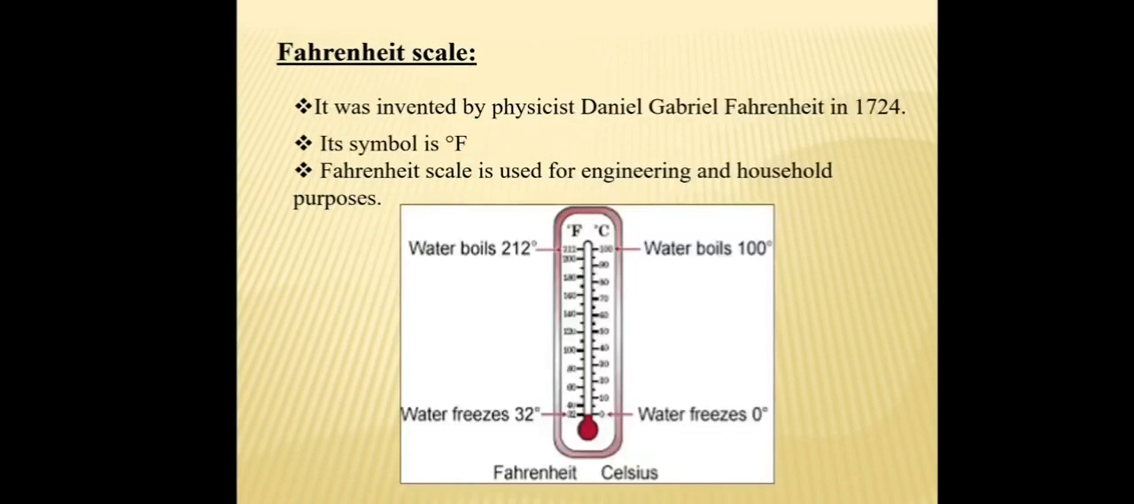Next we'll see what is the Fahrenheit scale. It was invented by physicist Daniel Gabriel Fahrenheit in 1724. The symbol of the Fahrenheit scale is degree Fahrenheit, and the symbol of the Celsius scale is degree C. The Fahrenheit scale is used for engineering and household purposes.